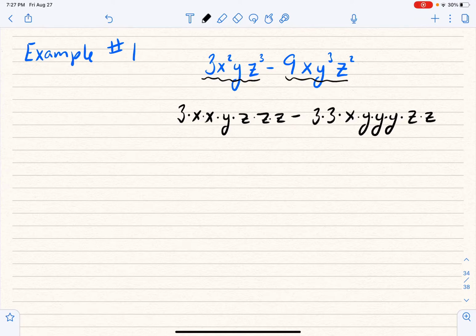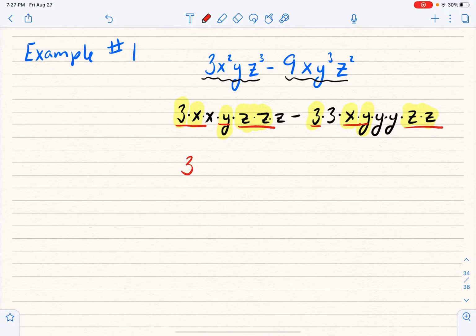Now I go, what do they have in common? Well, they each have at least one 3. This one's got a pair of x's, but the other one only has one x. This one has a single y, and this one has a bunch of y's. And this one has 3 z's, but the other one has 2 z's. So we can take out at least that much, because you can always factor out the things that are shared. The things I have highlighted are the only things shared among these two terms, so those are the things I can factor out.